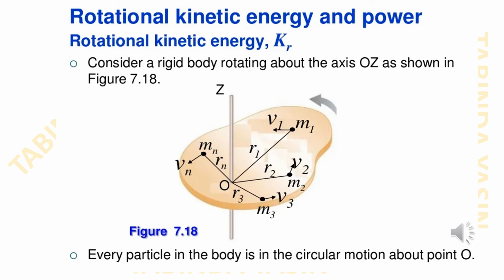Every particle in the body is in circular motion about the point O, that is the rotational kinetic energy of the rigid body along one axis.